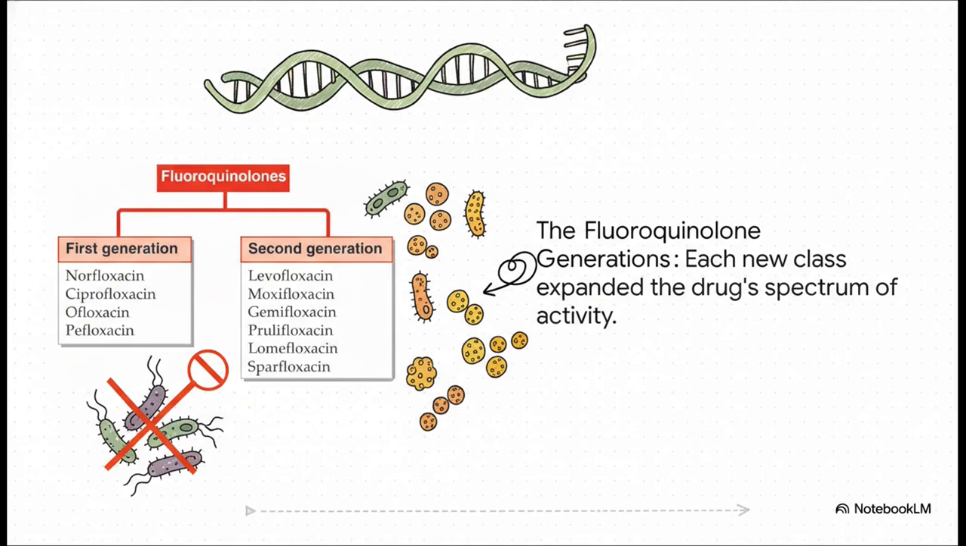And just like the other drug families, this one also evolved. We have generations. The first generation fluoroquinolones, like Cipro, were masters against gram-negative bacteria. Then came the second generation, your levofloxacin, your moxifloxacin. These were upgraded. They were also very good against gram-positive bacteria, like pneumococci. This made them much more versatile weapons for us to use.